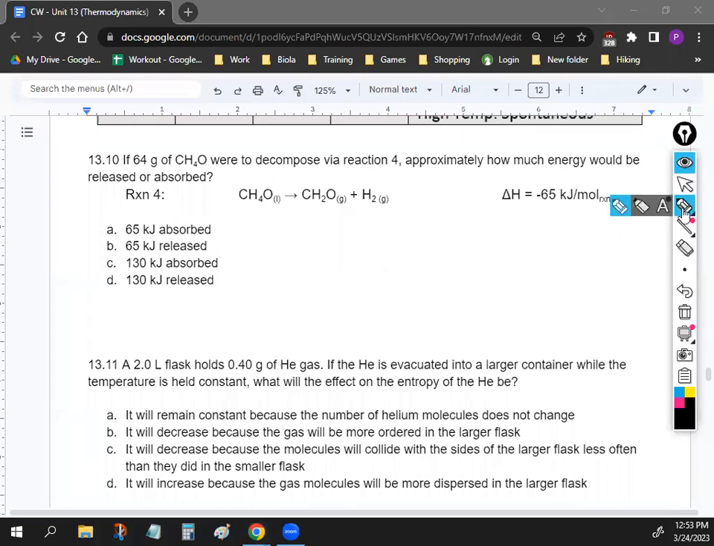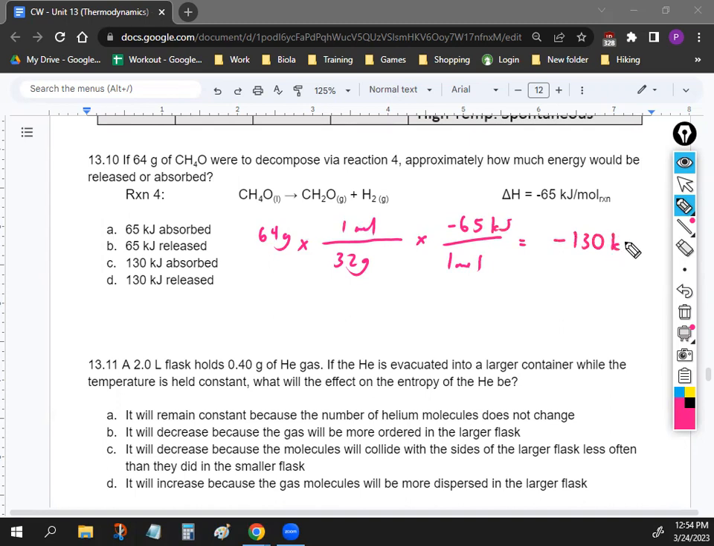Okay, so all we got to do is take our starting value of 64 grams of our compound, and then we want to figure out how much energy is released or absorbed. Super simple. So we just take the molar mass of the compound. Should have gotten 32 grams for 1 mole. Okay, and then you're going to multiply, because every mole, this is a balanced equation, obviously, it's going to release 65 kilojoules. And so you should get negative 130 kilojoules. Okay, and since it's negative, it's going to be released. So it'll be D.